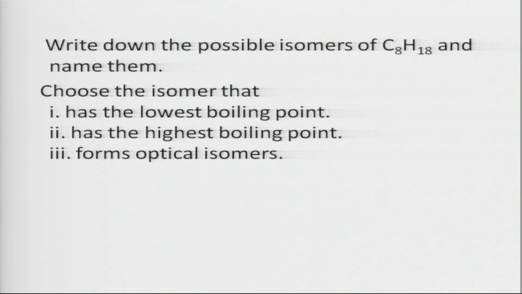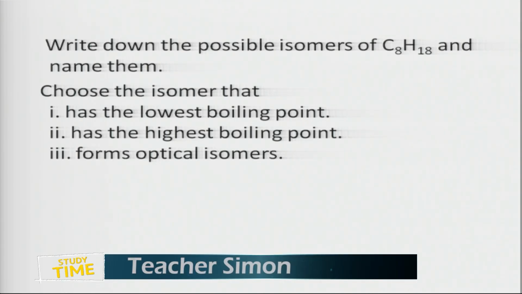The one which has the highest boiling point should be the one which is straight, as we have seen. The one which has the lowest boiling point should be the one which has more branches. The one which forms optical isomers, you should be able to choose: the one which has a chiral carbon. You can even add on the list as long as possible. So make sure you try it out.